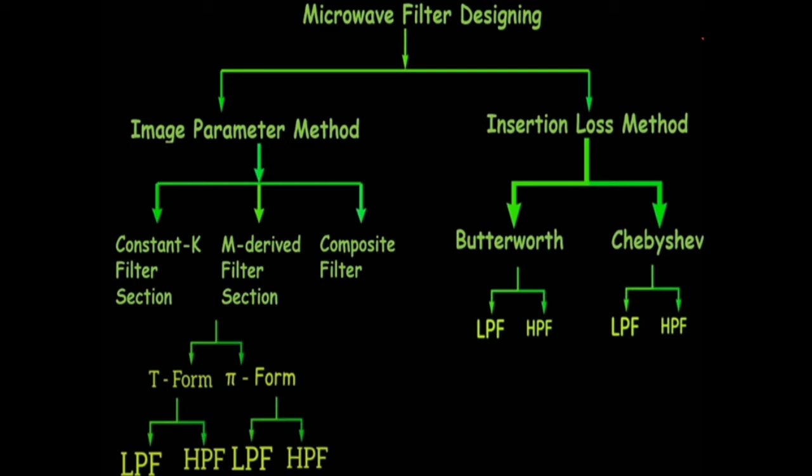So that impedance, what's the value of that impedance? Okay, so here they are considering as the image impedance. Okay, right? So based on this criterion they are designing this image parameter method. அதை எப்படி சப்கிளாசிஃபை பண்ணியிருக்காங்கன்னா கான்ஸ்டன்ட் கே ஃபில்டர் செக்ஷன் அண்ட் எம் டிரைவ் ஃபில்டர் செக்ஷன் அண்ட் காம்போசைட் ஃபில்டர் செக்ஷன், இந்த மூணு மாடலையுமே சப்கிளாசிஃபையாக டி ஃபார்ம் அண்ட் பை ஃபார்மில் சர்க்யூட் ட்ரா பண்ணலாம். அண்ட் இந்த டி ஃபார்மை வச்சு we can design low pass filter, high pass filter. Similarly in the pi format also we can design low pass filter and high pass filter.